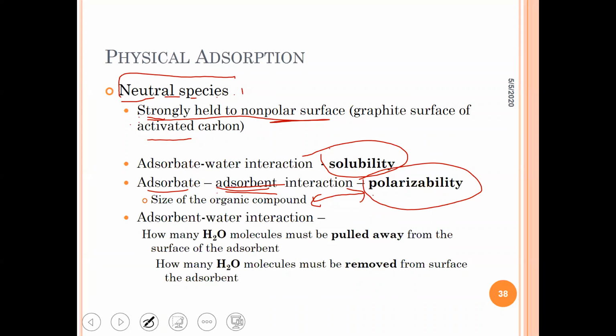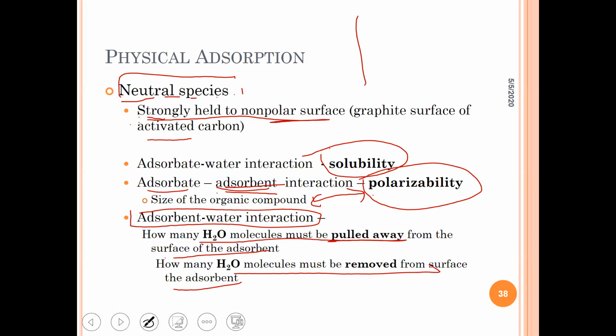In the case of adsorbent interaction, you also have to see how many water molecules must be pulled away from the surface of the adsorbent. So when you want to do adsorption, there are already certain water molecules present on the surface. They may be attached on the surface. So adsorption should remove these water molecules out, and then adsorption will occur.